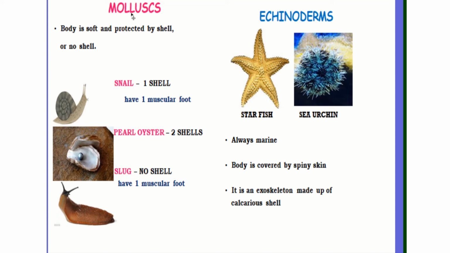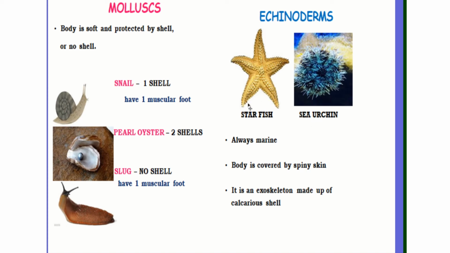So, in the phylum of mollusk, the body is soft. Either it is protected by a shell or no shell. Examples of mollusk are snail, pearl oyster, and slug. The next phylum we are going to see is about echinoderms. Examples of echinoderms are starfish and sea urchin.